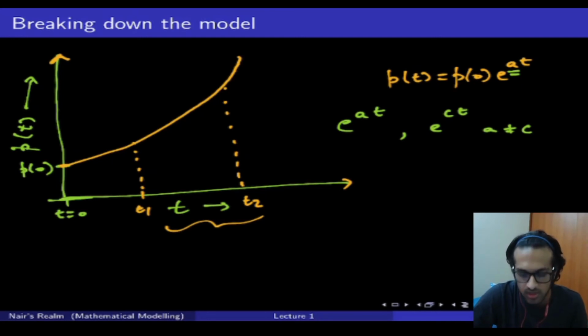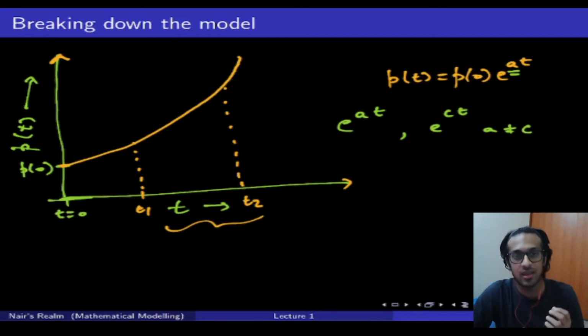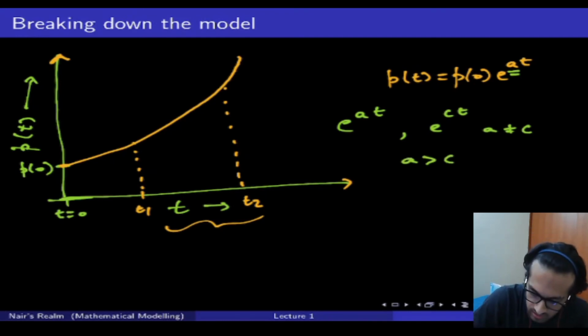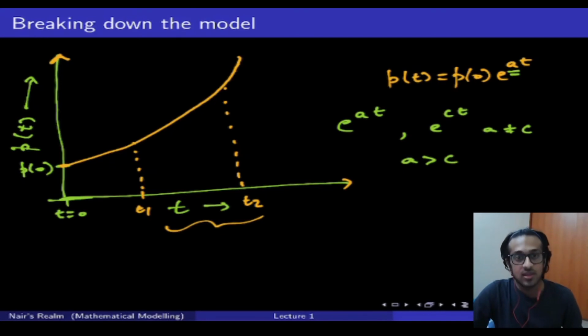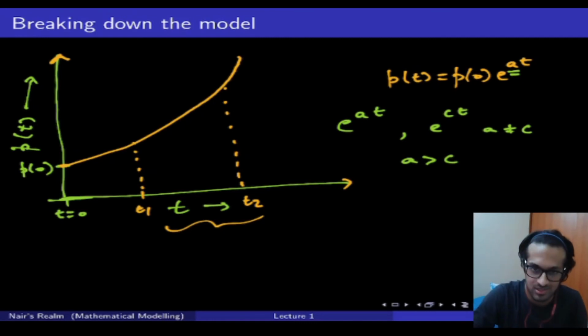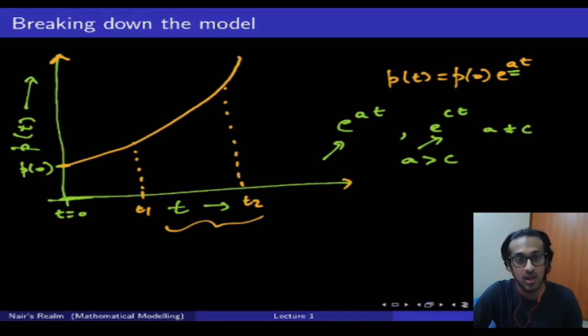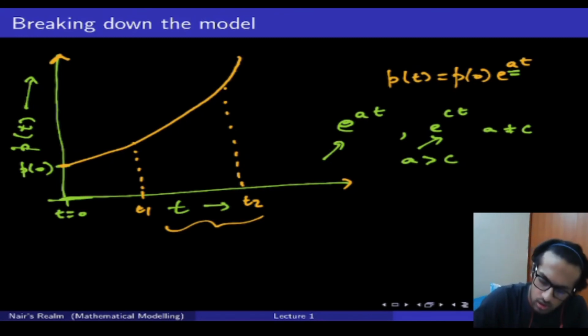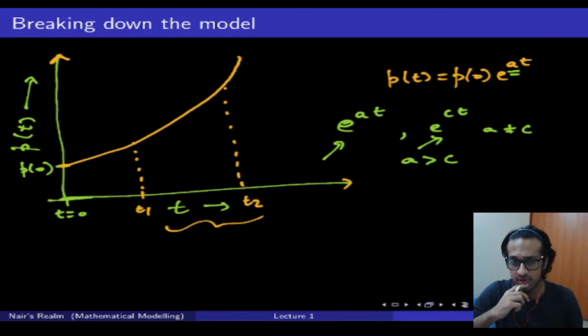Now, the important thing to understand is that if A is higher than C, then e^(At) is growing at a faster rate than e^(Ct). So if country 1 has a population growth rate of A, and country 2 has a growth rate of C, then country 1 will in fact grow at a much faster rate. Its population will grow much faster than country 2. That's an important thing to visualize and understand.